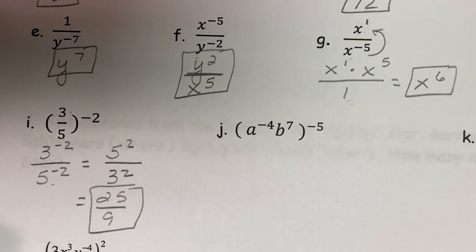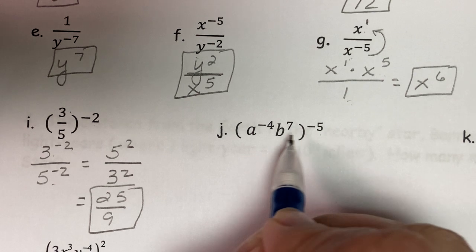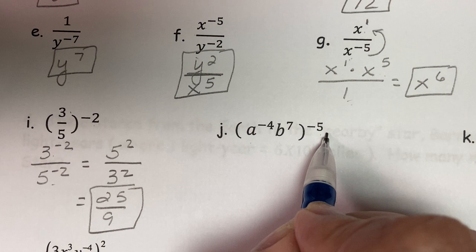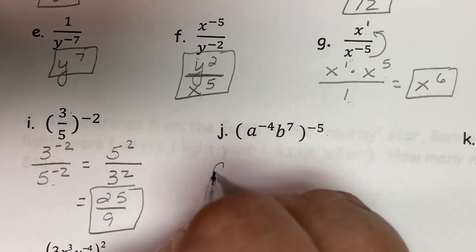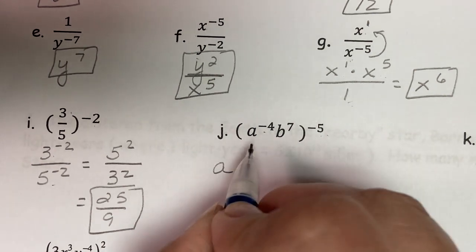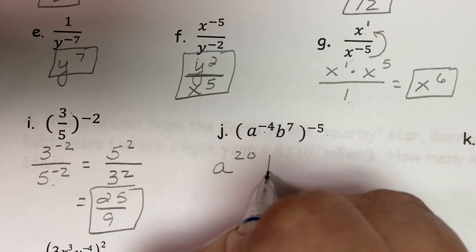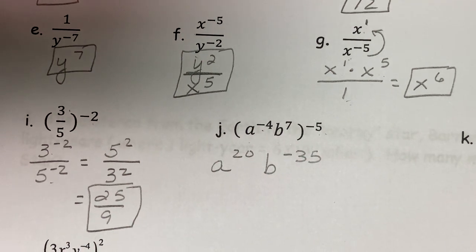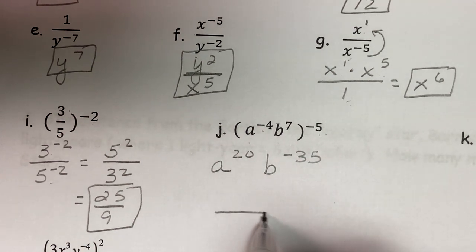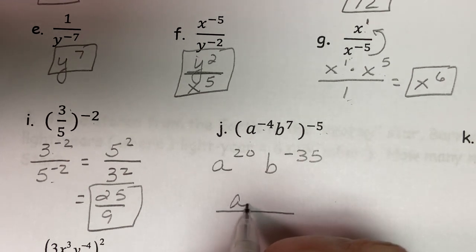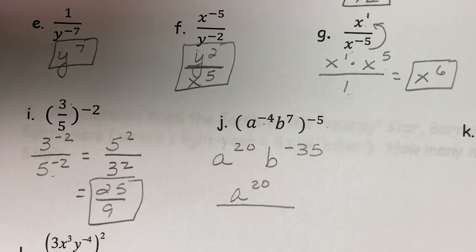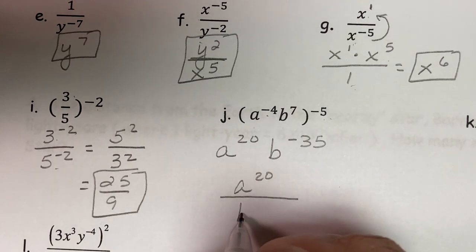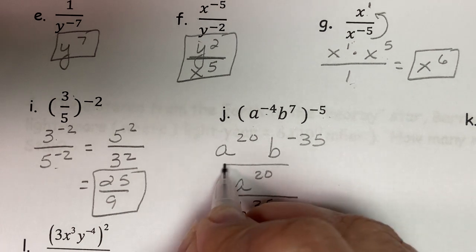All right, let's look at J. So again, this negative 5 has to be applied to both the A and the B. And remember, when we're raising a monomial to a power, we multiply the powers. So this would become A to the negative 4 times negative 5. That's 20th. And B to the negative 35th. Now we have a negative exponent that we have to take care of. The a to the 20th is going to stay on top of the fraction because that's being raised to a positive exponent. But this b to the negative 35th will go downstairs and become b to the positive 35th.